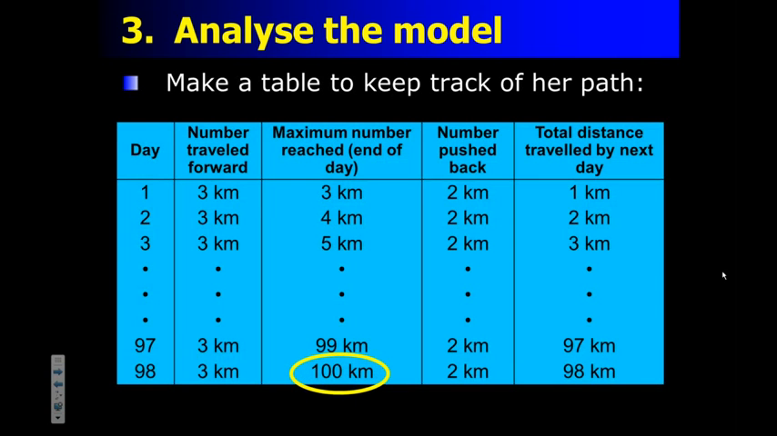Maybe I'll take that and transfer it to something like a chart, or a table. So on day 1, she goes 3 kilometers forward. She reaches the 3 kilometer point. She goes to sleep, gets pushed back 2 kilometers. She wakes up at the 1 kilometer point, etc. If I go through this and I figure out, well, it looks like on day 98 was the day she reached the 100 kilometer point. Now, she went to bed that night and got pushed back to the 98 kilometer point. But the way I defined the question was, on what day would she reach the 100 kilometer point? So I have an answer. I have an answer to the problem.